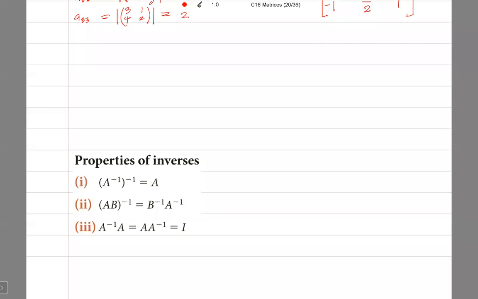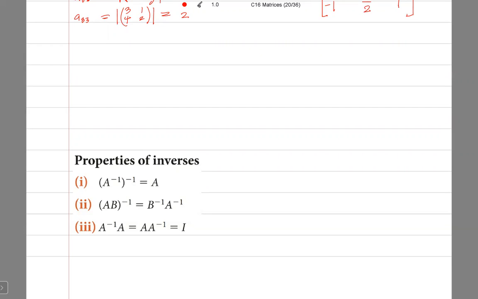Properties of inverses. Property number one: the inverse of A inverse is equal to A. Property number two: the inverse of matrix product AB is equal to the product of B inverse by A inverse. And of course, you have to remember that when you're multiplying matrices, the order matters, because the multiplication of matrices is generally not commutative.